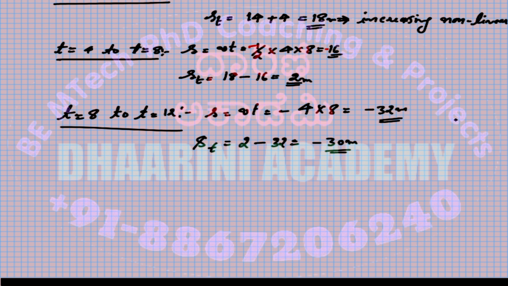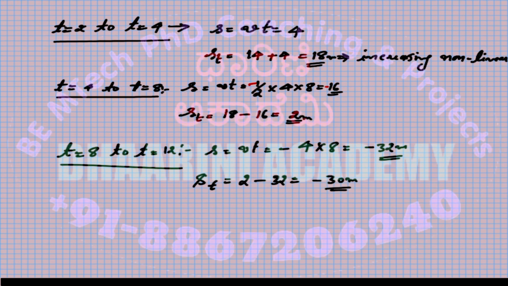Okay, now the previous one, let's consider. We have not written what this was. So this is decreasing, 18 to 2. So this is non-linear decreasing.